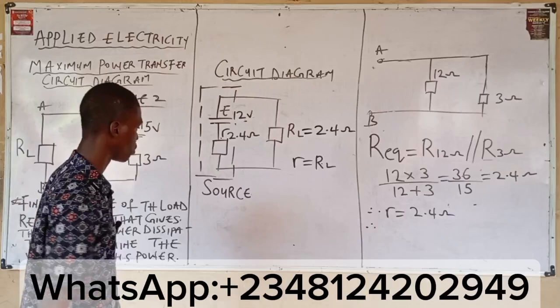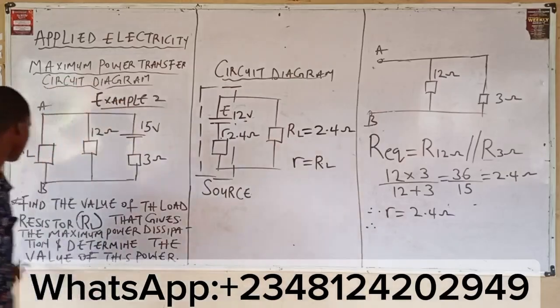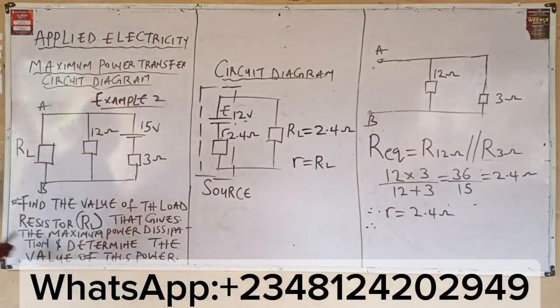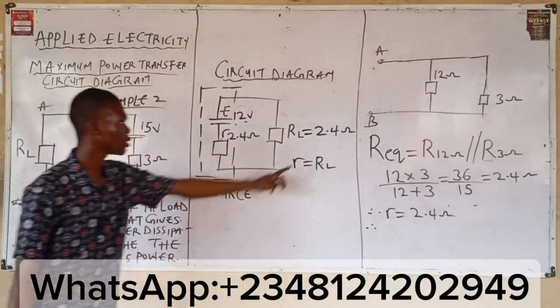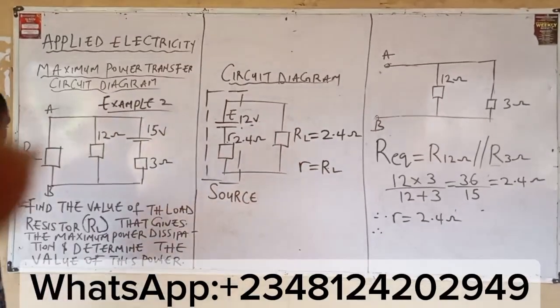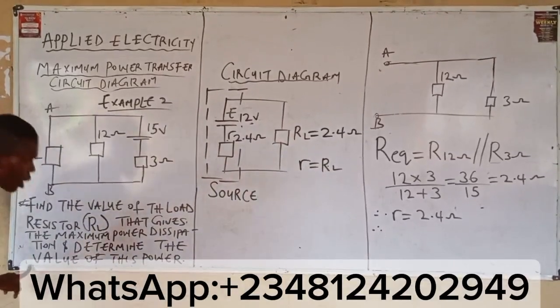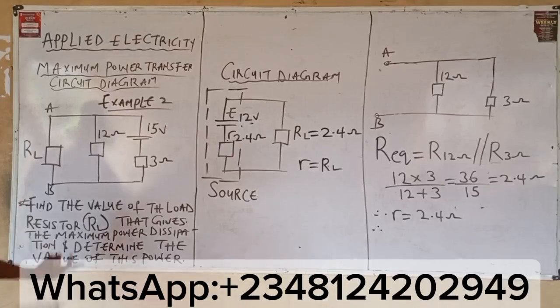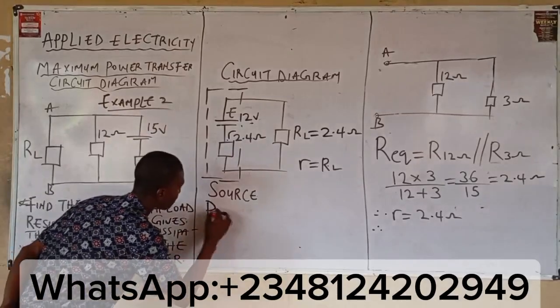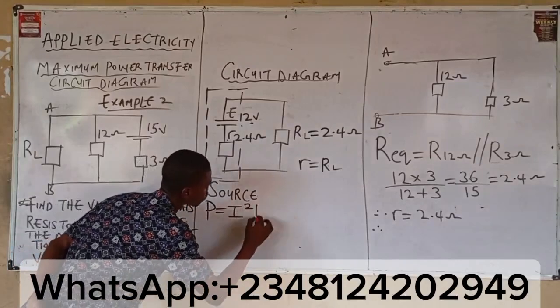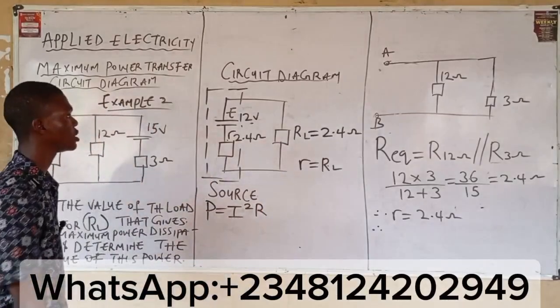You've answered question 1. Question 2 now says, find the value of the load resistor that gives the maximum power transferred, meaning the dissipation of the power, right? We found it to be 2.4 ohms. Question 2 also says, determine the value of this power. By formula, power is equal to I squared R. Power is equal to what?